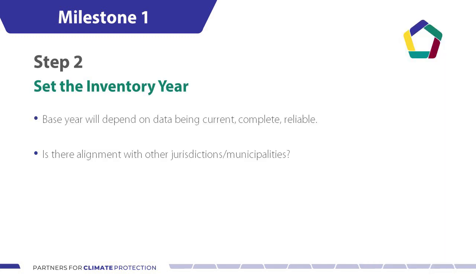Once we have the boundaries in place, we can talk about selecting an inventory year. We want to try and select a base year that is fairly current, and we want to have reliable and complete data. Really, this is important at this step because this base year will be in place to help measure future reductions against. Once again, this will vary from municipality to municipality, but we do want to focus on those 3 criteria being current, complete, and reliable.